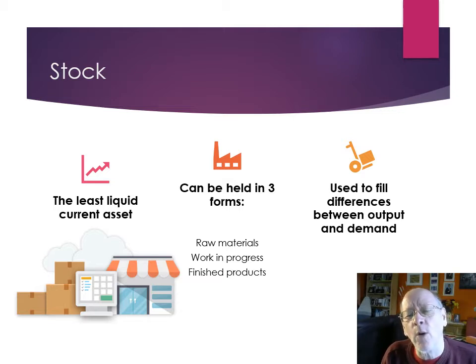The third thing we need to know about stock is it can be held in 3 different forms. Again, think about that fireworks manufacturer. They're going to have some raw materials, so they're going to have some gunpowder, some cardboard, some sticks for the rockets or whatever. Some of the stock is going to be work in progress, where they're halfway through making the firework, and some is going to be the finished box of fireworks that hasn't been sold yet. So there are 3 different ways that stock can be held.